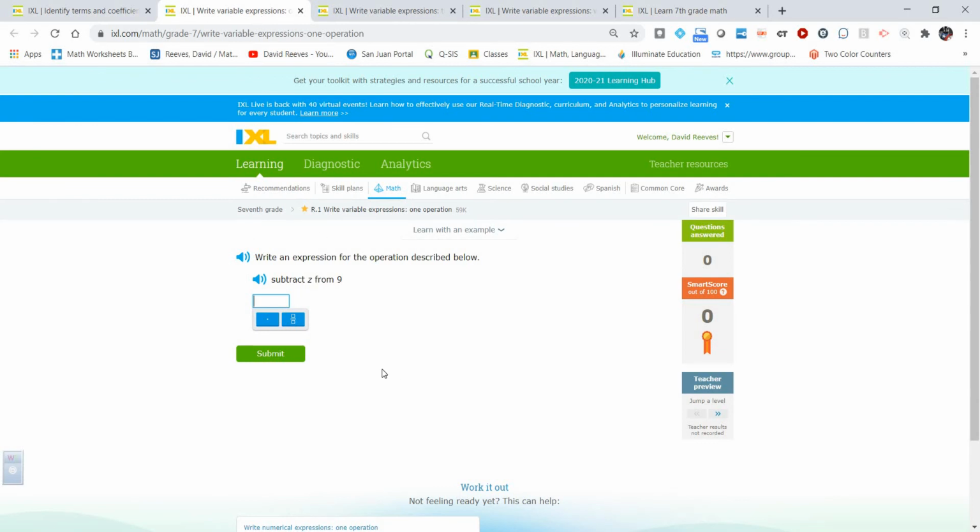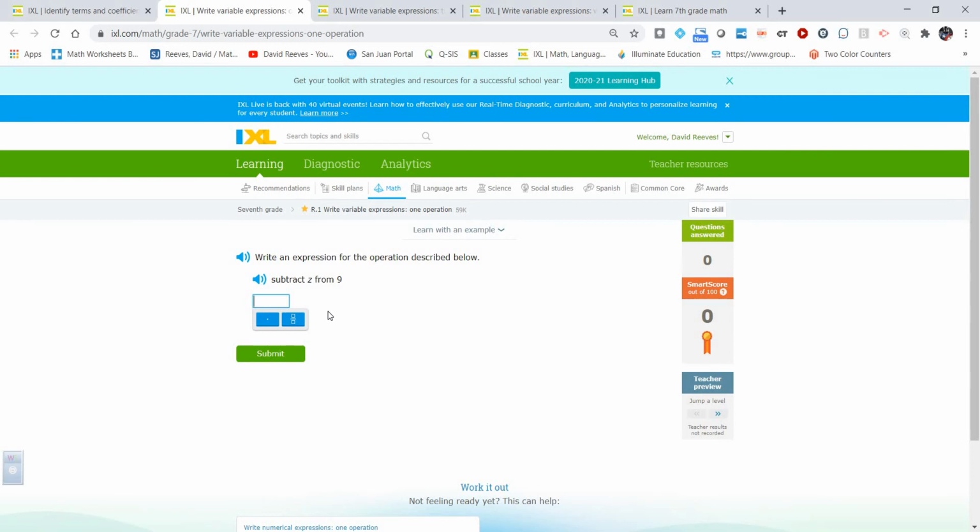Okay, now R1, we're going to be doing some translating. So again, I want to refer you back to Khan Academy and also the table that I gave you that had all the vocabulary words. All right, sometimes they're going to be easier, sometimes they're going to be more challenging depending on the word they use. Well, they use the word subtract. Notice it says subtract z from 9.